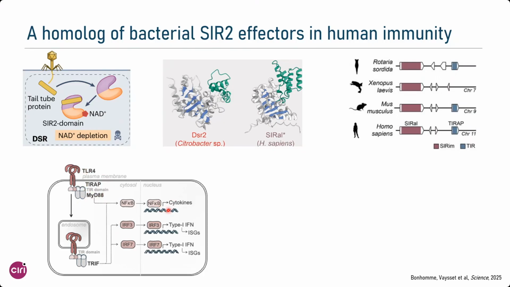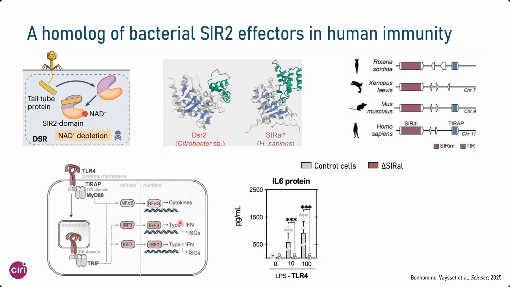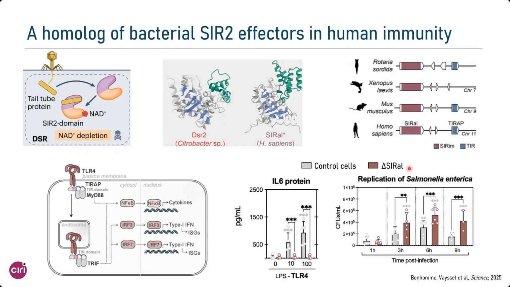They did this critical experiment in which they took cells that have or do not have the SIRAL protein, and they measured the cytokine release upon stimulation, and they found that basically if you remove the SIRAL gene, there's no cytokine production anymore. They could also show that cells that do not have SIRAL are much more sensitive to replication of Salmonella enterica, showing that the SIRAL gene is indeed a new immune gene. This is a beautiful illustration of what we can learn on our own immune system, starting from bacterial defenses.